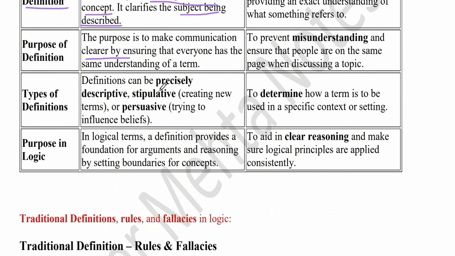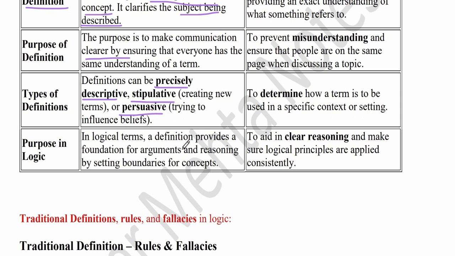We have a precising definition, stipulative definition. In stipulative definition, we'll be creating a new term, a new meaning for something. Persuasive is trying to influence beliefs. To determine how a term is to be used in specific contexts or settings. Purpose in logic.